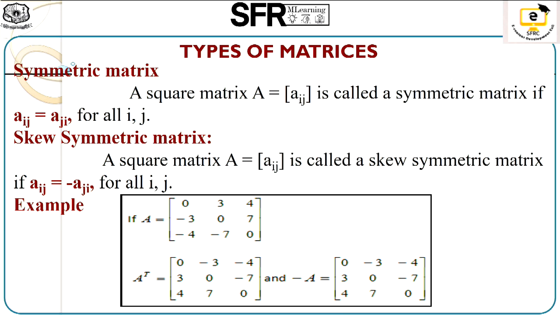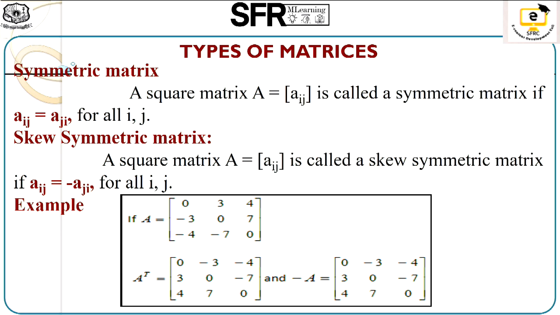We see that example. The given matrix A equal to 0, 3, 4, minus 3, 0, 7, minus 4, minus 7, 0. We convert this A matrix and find A transpose. A transpose means interchanging rows and columns. Here the first row is 0, 3, 4, so in A transpose the first column is 0, 3, 4.